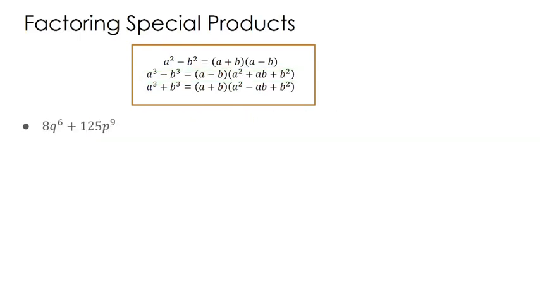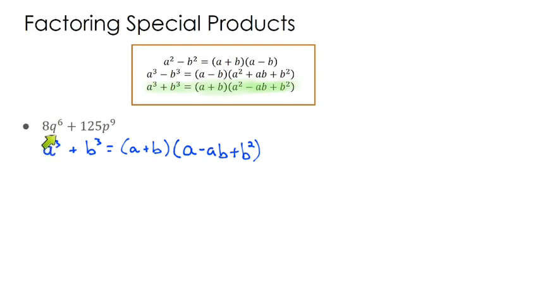Last example. Now, we have a sum in this situation, so you can tell it's going to be sum of cubes. Now, when I look at that, I'm going to copy down our formula first. We have A cubed plus B cubed equals A plus B, and then we've got, so we're starting with the same questions, okay?